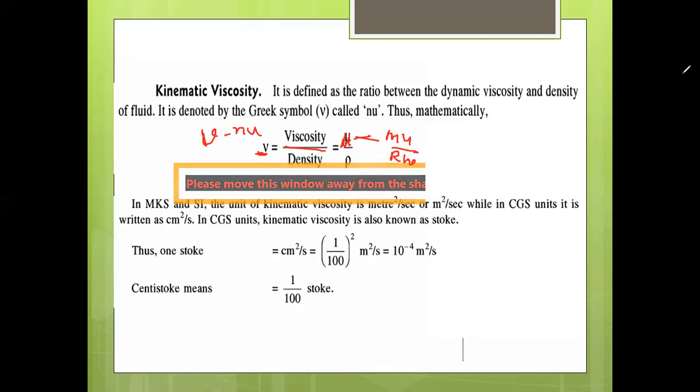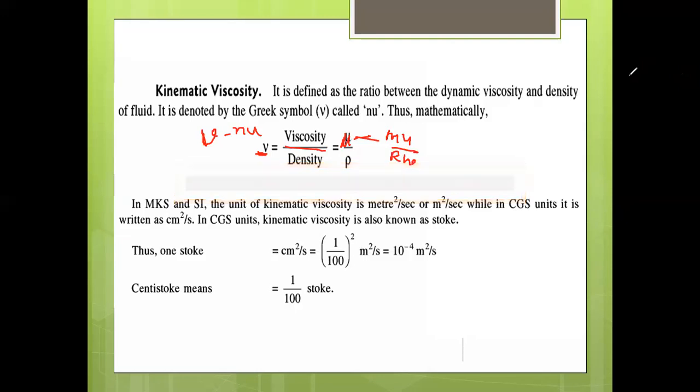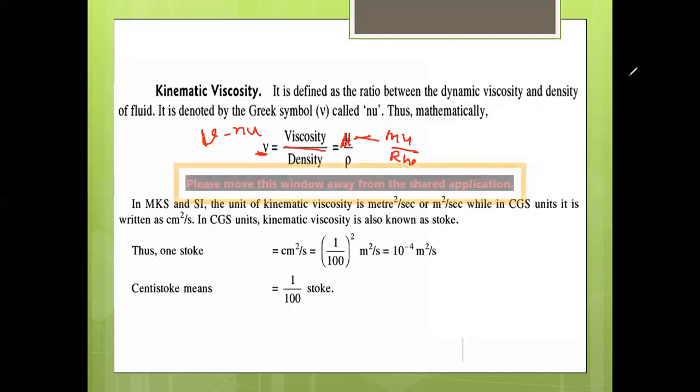Right. So write down this mathematical expression in your notebook: kinematic viscosity. Then the SI unit of kinematic viscosity. What is the SI unit of kinematic viscosity? If you remember, it is meter square per second.